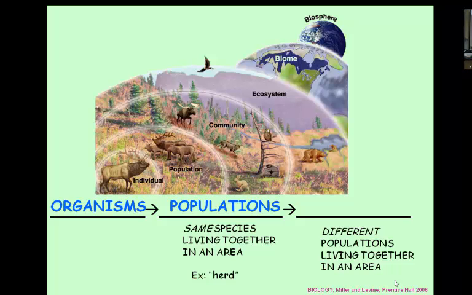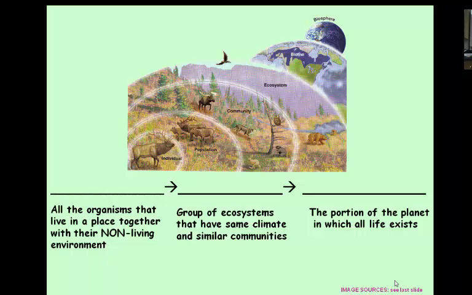smallest to largest. Different populations that are found in the same area or that live together, we would call a community. All organisms that live in a place together and their non-living environments, those are ecosystems. Ecosystems that have similar climates and similar communities, we call biomes. And all the biomes around the Earth make up our biosphere. So again, you should know that series, from individuals all the way to biomes, to the largest.